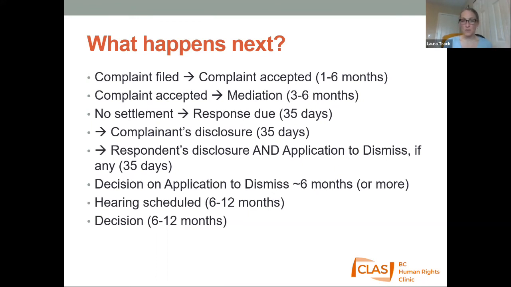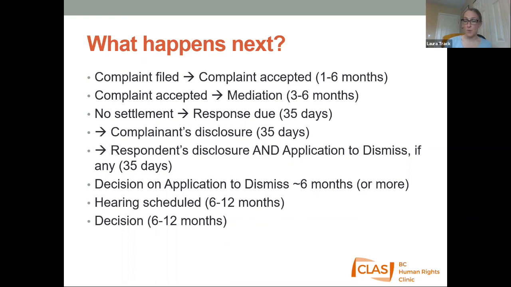You can even do it on video conference these days, or maybe by phone. Eventually we'll be able to do them in person again. And you can usually get these mediations relatively quickly, within about 3 to 6 months, and try to resolve the complaint more quickly and collaboratively, cooperatively with the other side, and come up with a resolution together that's going to work for you. However, not every complaint resolves through mediation. And so if there's no settlement, no resolution, then the process moves forward.